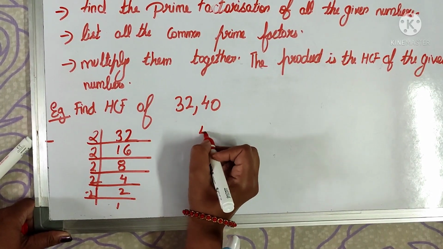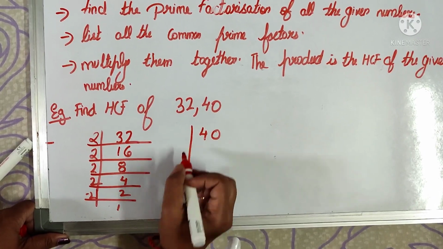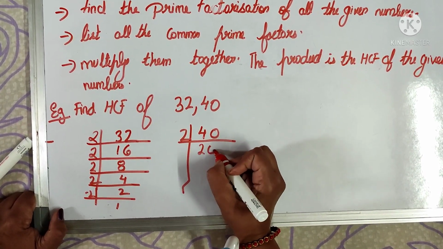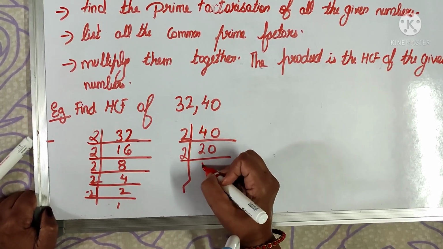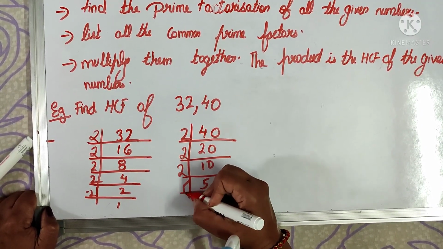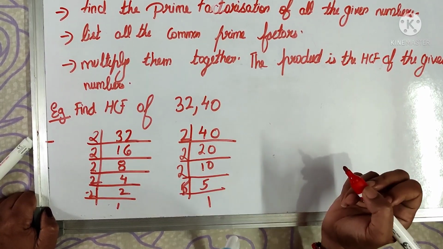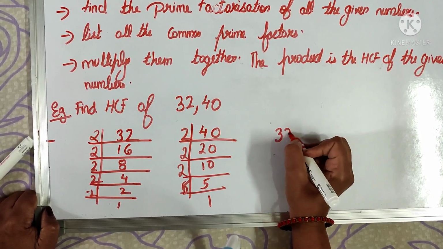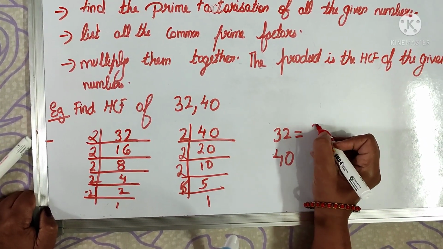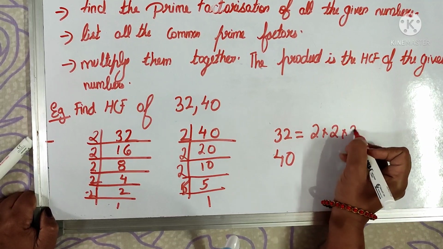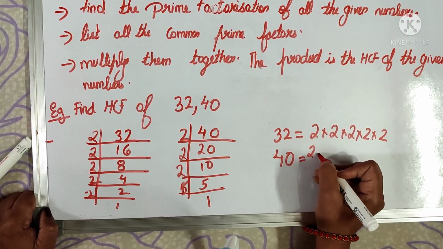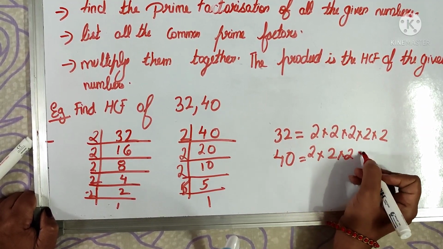Now I will find the prime factorization of the number 40 by the same method. 2 20s are 40, then 2 10s are 20, then 2 5s are 10, and then 5 1s are 5. Now I am going to write the prime factors. 32 is 2 into 2 into 2 into 2 into 2, and 40 is 2 into 2 into 2 into 5.